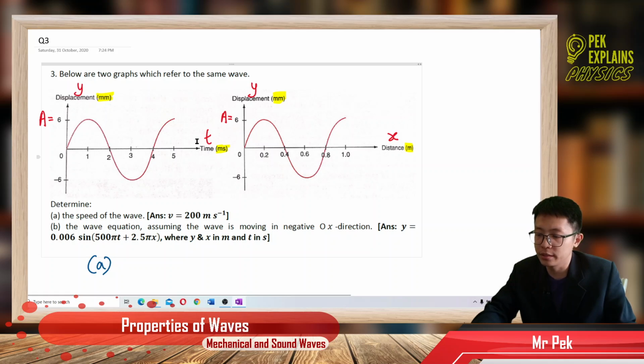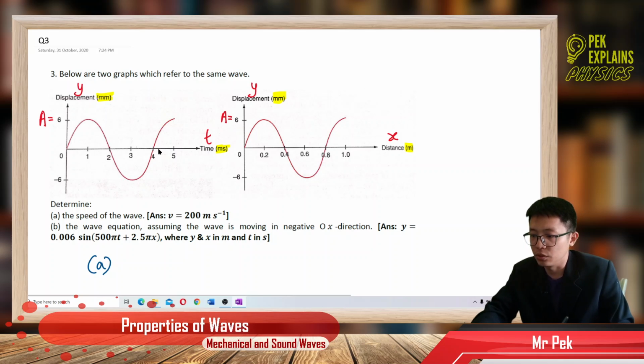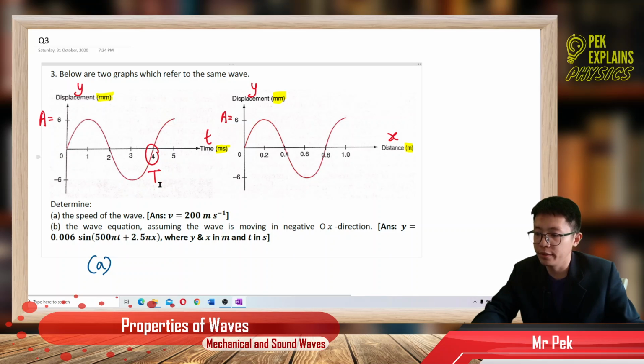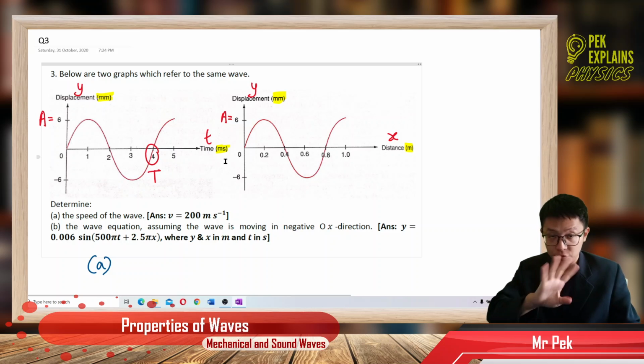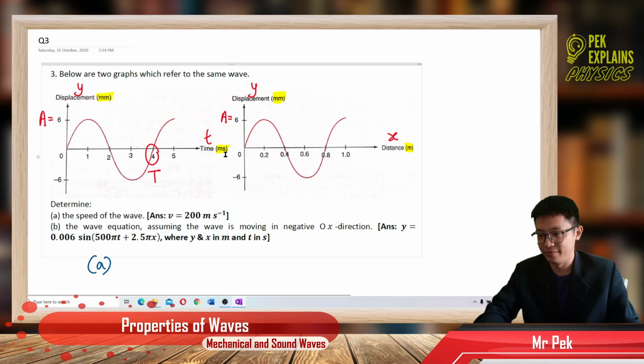And then the y versus t graph, you can find the period. Period is one complete oscillation. So this one is the period. How long is the period? Not 4 seconds, it's 4 milliseconds.